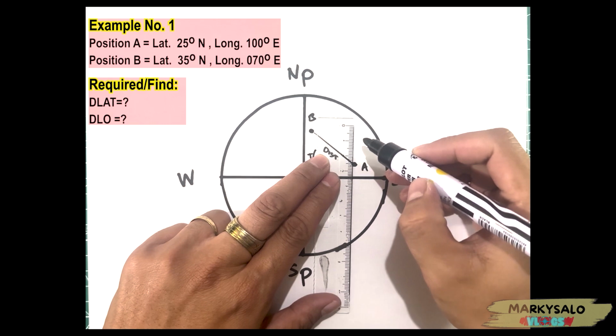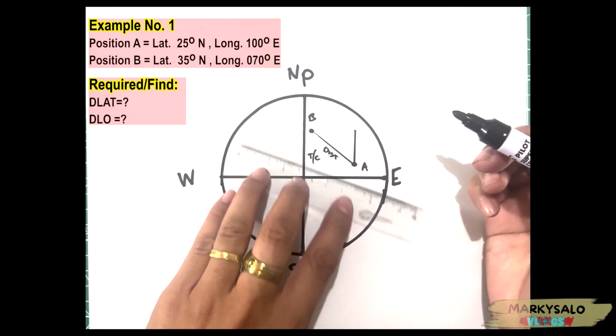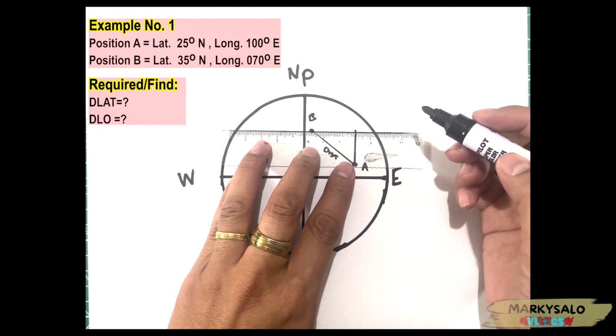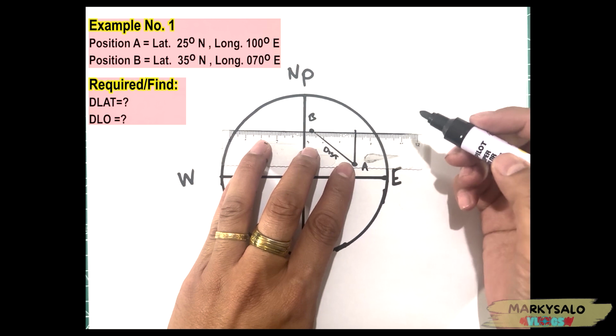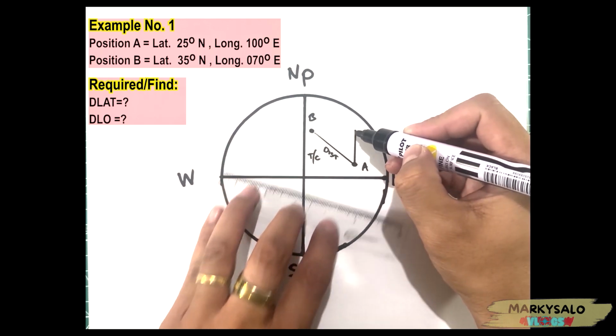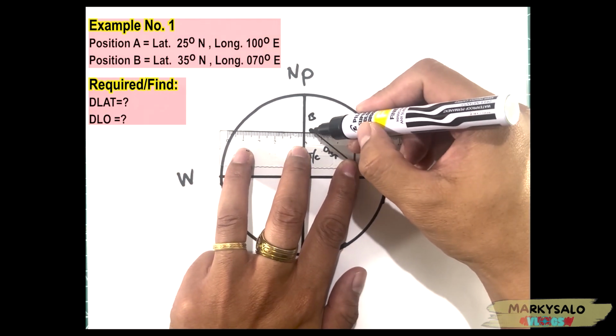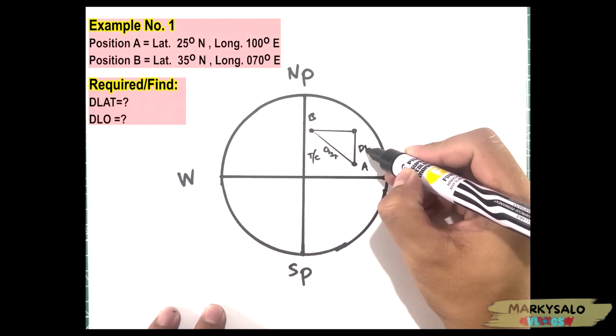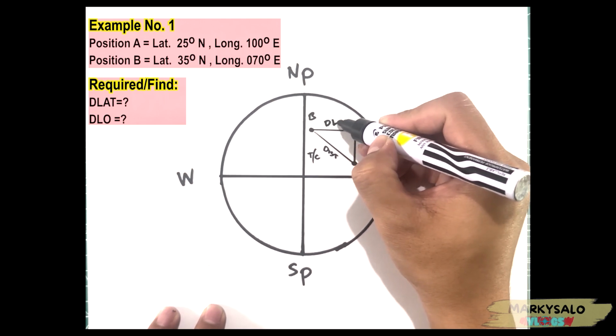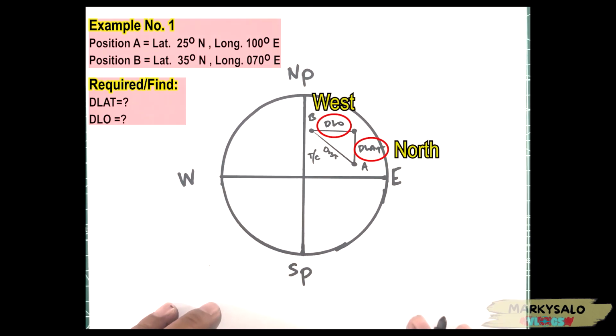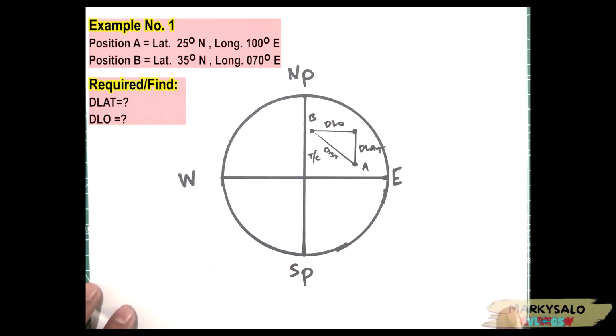Remember the rules for difference of latitude. It is the vertical lines, north or south. Since position B is at a higher latitude compared to position A, our DLAT will be named north. This is how we draw this. From the tip of our DLAT, we draw the horizontal line for DLO. Remember, DLO is named west or east only. From the drawing, it is obvious that we need to travel westward to arrive at position B. That's the first technique. I hope it's clear.